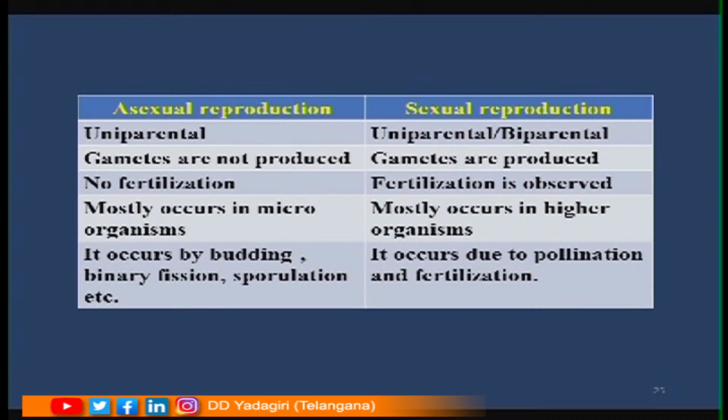Asexual reproduction involves only one organism, that is uniparental, whereas sexual reproduction is uniparental or biparental. In asexual reproduction, gametes are not produced, whereas in sexual reproduction, gametes are produced. The fertilization process occurs in sexual reproduction whereas there is no fertilization process in asexual reproduction. Asexual reproduction mostly occurs in microorganisms, whereas sexual reproduction takes place in higher organisms. Asexual reproduction occurs by budding, binary fission, sporulation, etc., whereas sexual reproduction occurs due to pollination and fertilization. So, these are the differences between asexual reproduction and sexual reproduction. Hope you have understood, children.